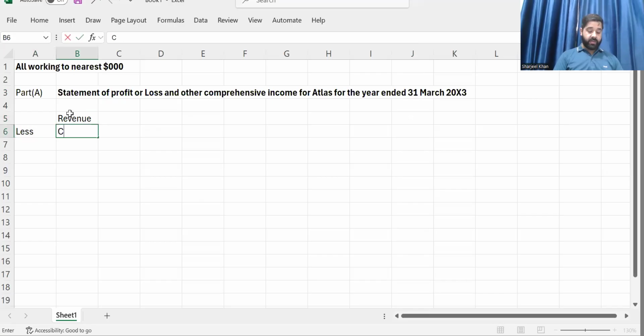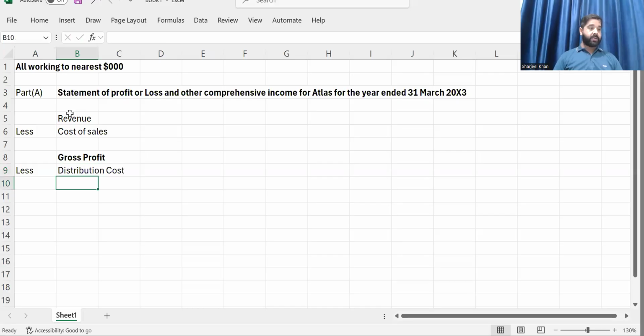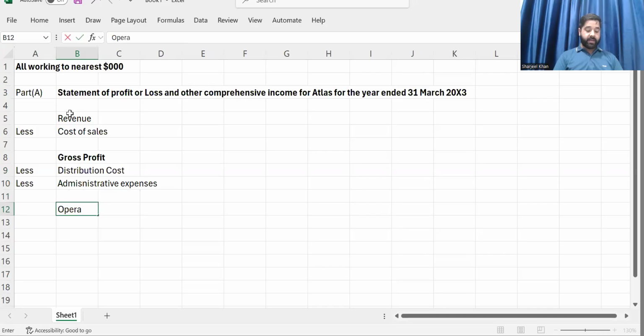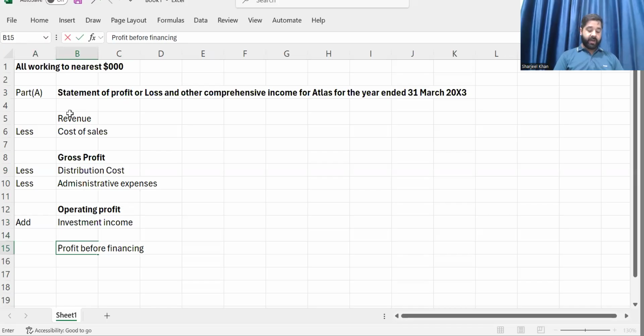Revenue less cost of sales, gross profit, less distribution cost, less administrative expenses. A mandatory subtotal name is operating profit. Then we have to add investment income. And another subtotal name is profit before financing and income taxes.